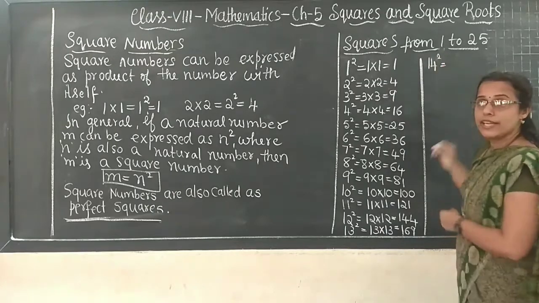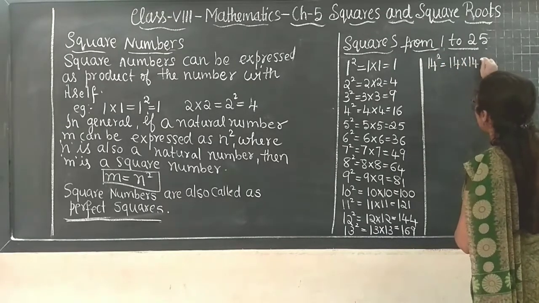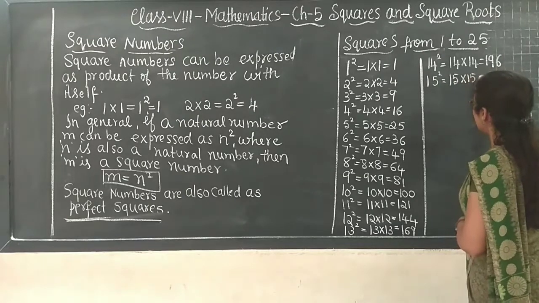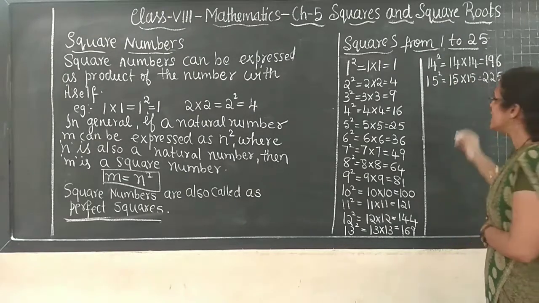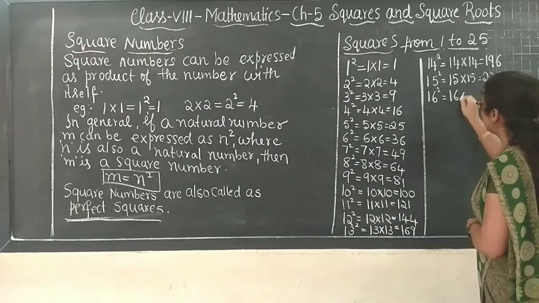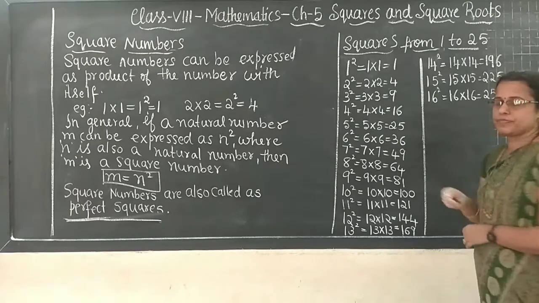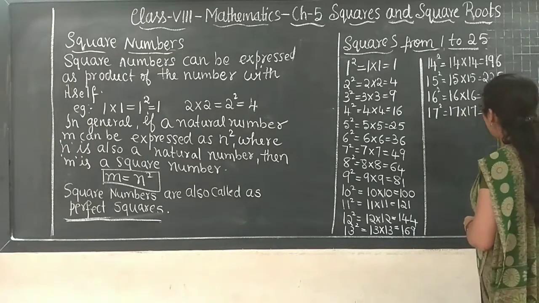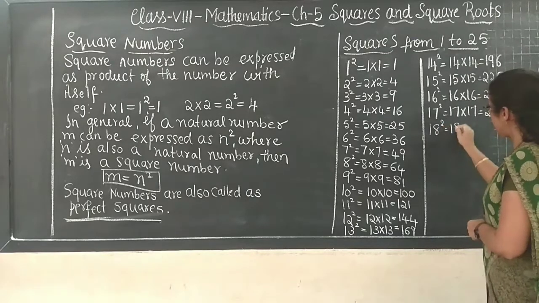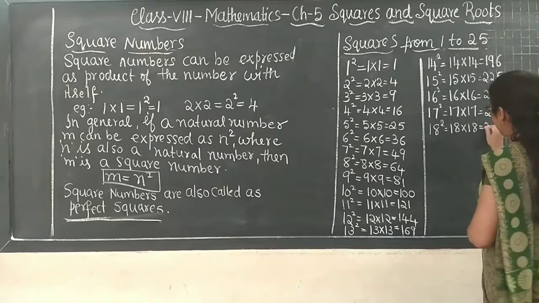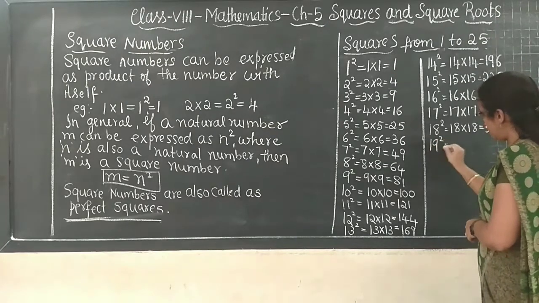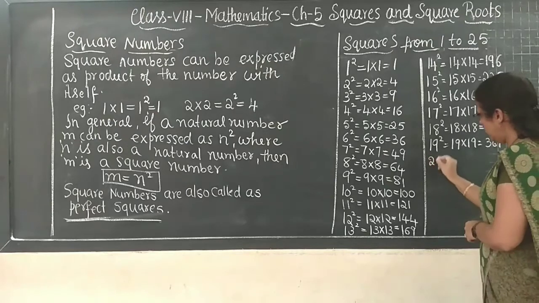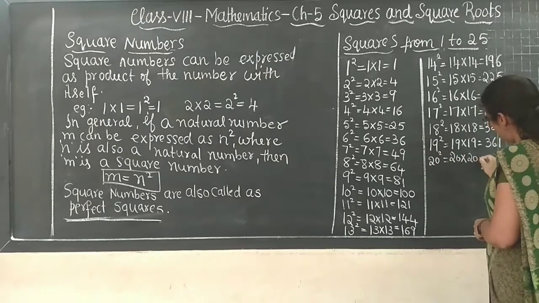14 square, 14 14s are 196. 15 15s are 225. 16 16s are 256. 17 17s are 289. 18 18s are 324. 19 19s are 361. 20 20s are 400.